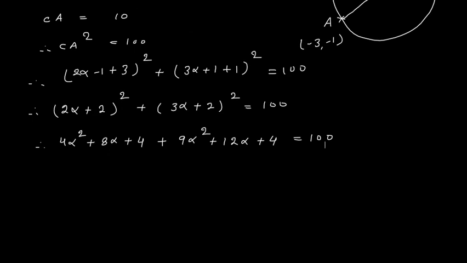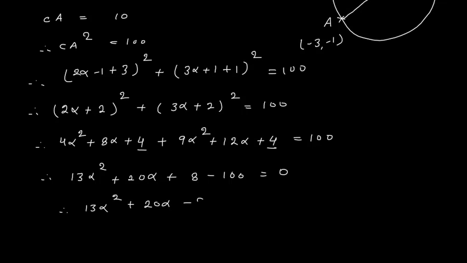Now this 4 alpha square plus 9 alpha square, 9 plus 4 is 13. So I will say 13 alpha square. Then 12 plus 8 is 20 alpha, plus this is 4 and this is 4, 4 plus 4 is 8, and this is minus 100 is equal to 0. So therefore I have 13 alpha square plus 20 alpha, 8 minus 100 is minus 92, is equal to 0.